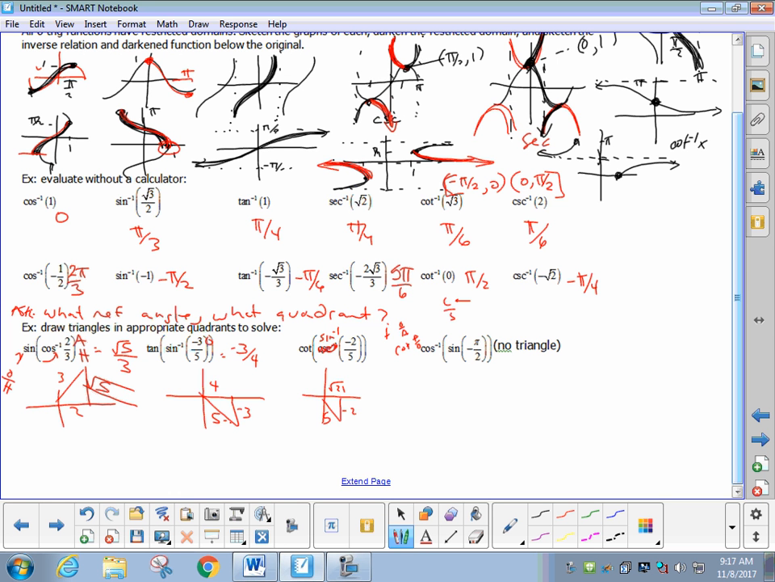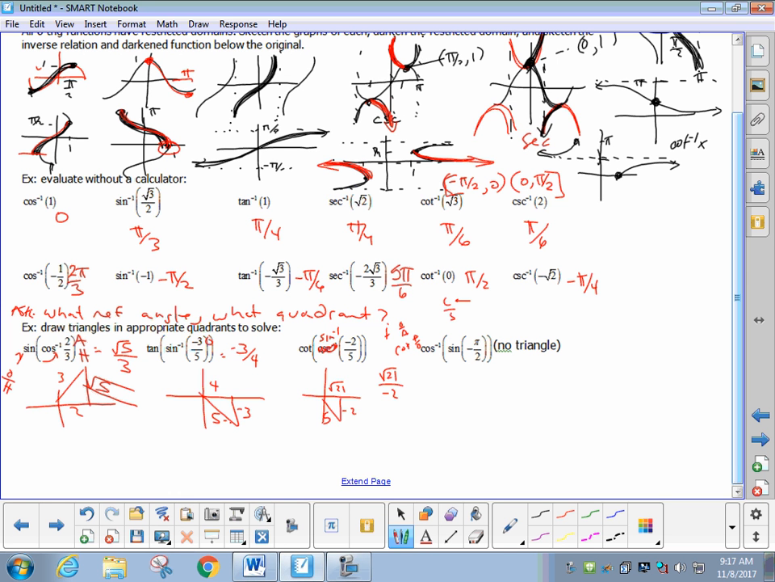So did you get a triangle in the fourth quadrant with the adjacent side root 21? If tangent is opposite to adjacent, then cotangent is adjacent to opposite. So what's the adjacent to opposite ratio? Root 21 over -2.